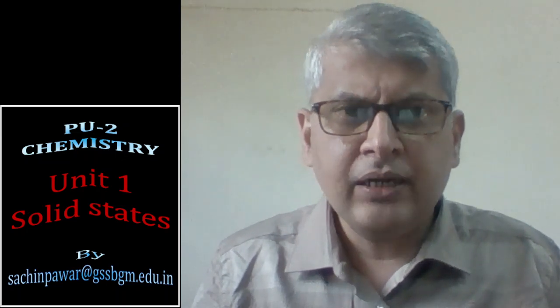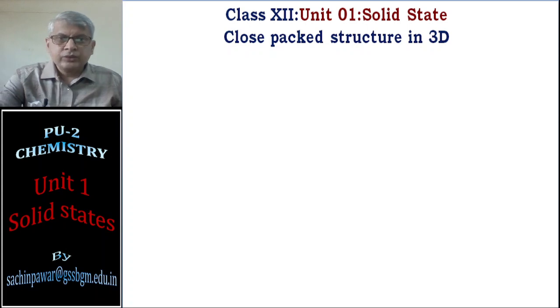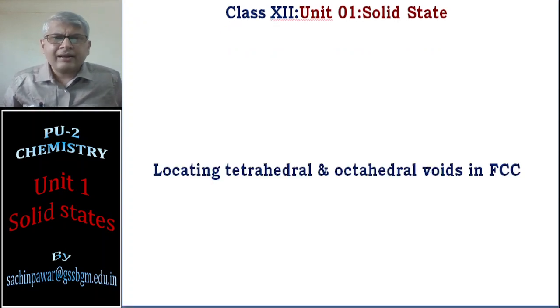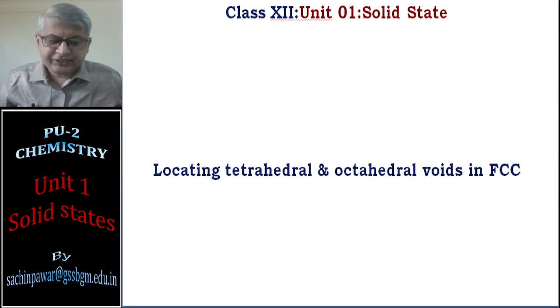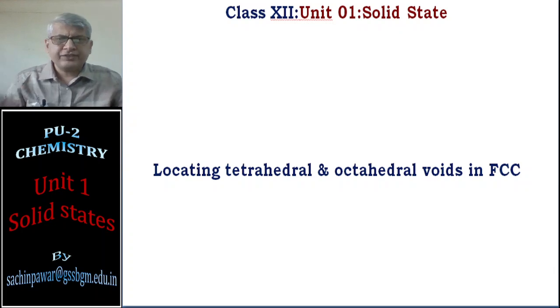In this video we shall continue our discussion on tetrahedral and octahedral voids. Okay. So in the first part of this session we shall discuss how to locate the tetrahedral and octahedral voids in FCC. Now for this you need to have a concrete formula for calculating the number of tetrahedral and octahedral voids. Let's do that first and then we shall locate the number of tetrahedral and octahedral voids in FCC.